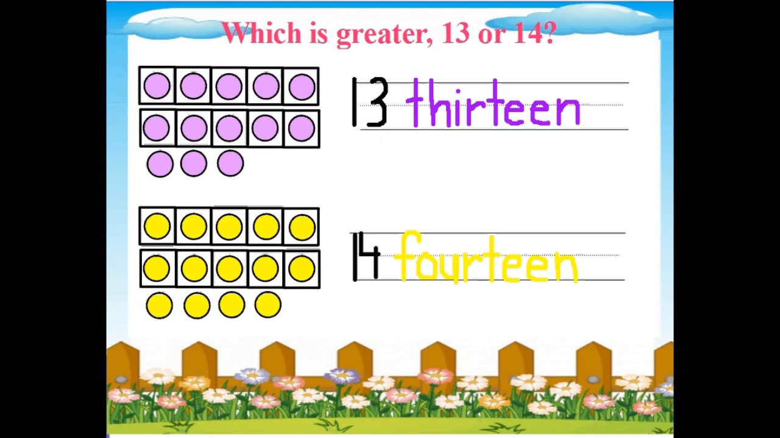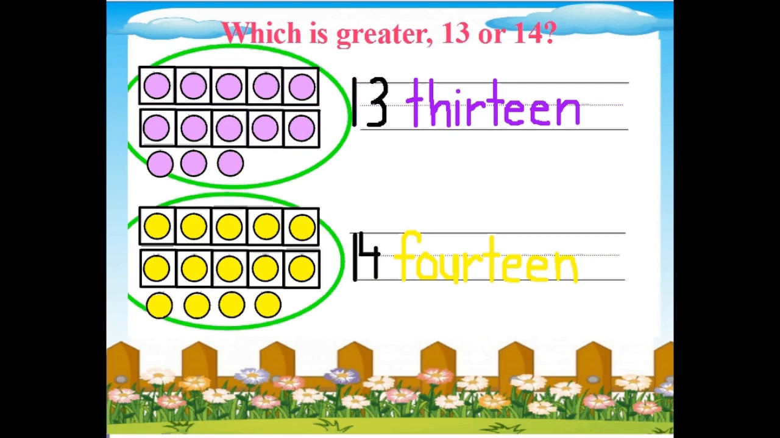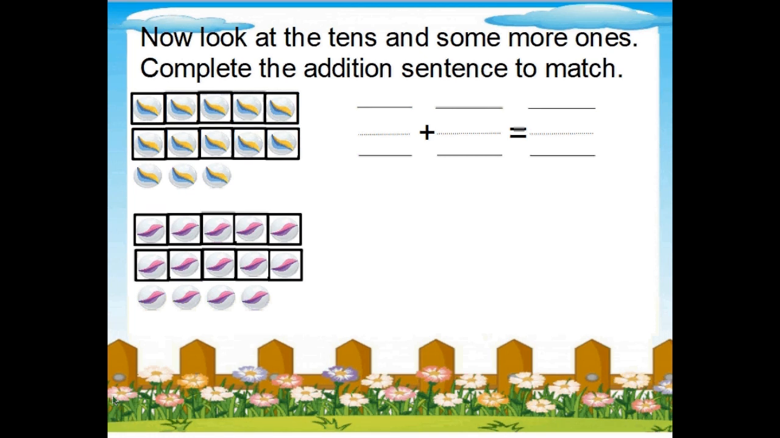And now we come to the big question. Which is greater, number 13 or number 14? Well, when I look at all the 13 counters and I compare them to all the 14 counters, I see that there's one extra counter in the 14 counters right here, which means 14 counters are one more than 13. Therefore, 14 is greater than 13.